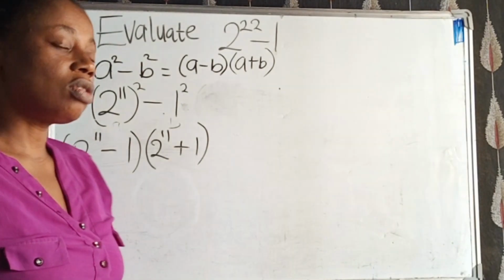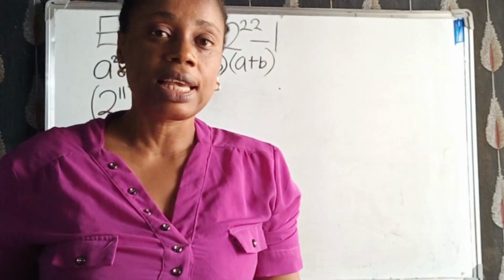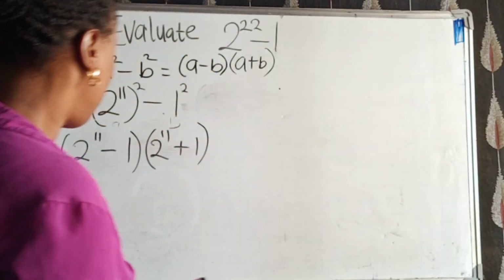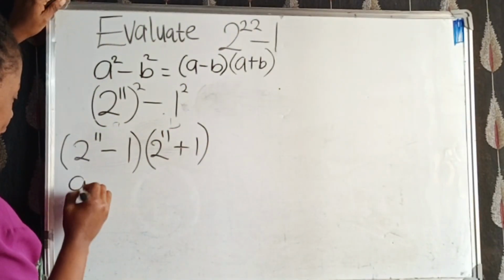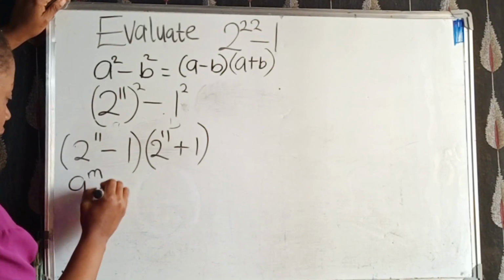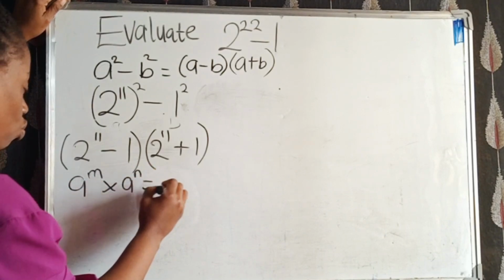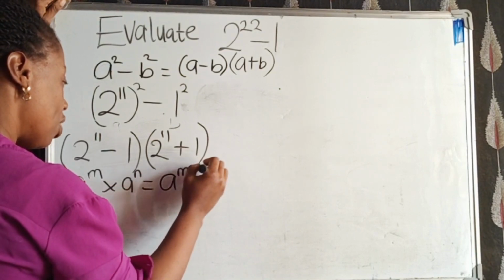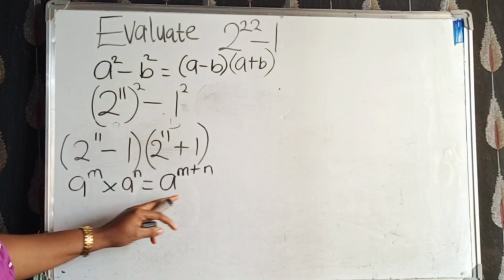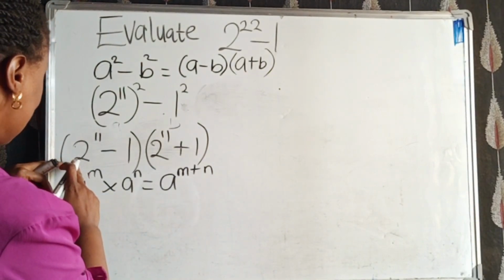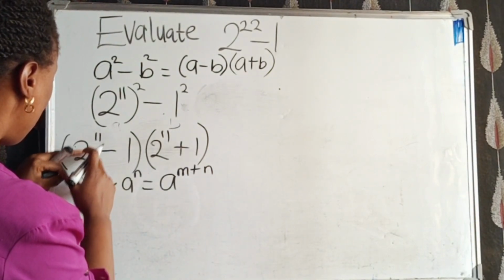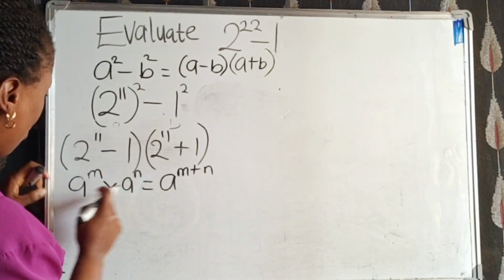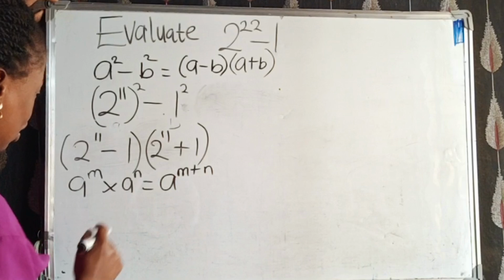Now, another thing I want us to introduce here is the product rule of indices. The product rule is a raised to the power of m times a raised to the power of n equals a raised to the power of m plus n. So this is the product rule of indices. So let's express this 2 raised to the power of 11 in this form. We are given it in this form, so I want to write it in this addition form.